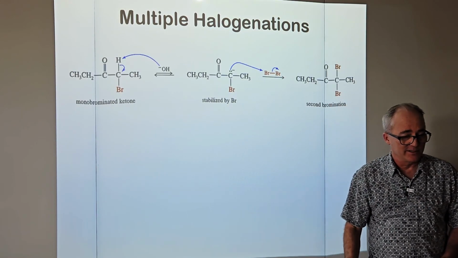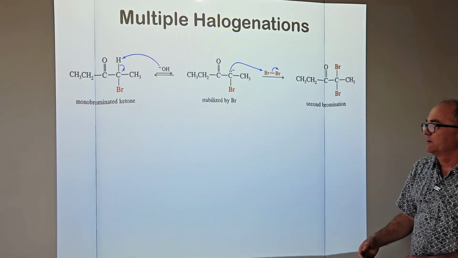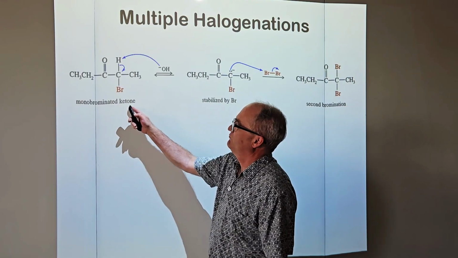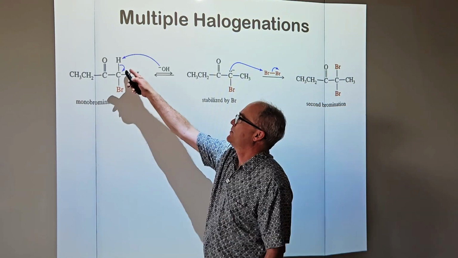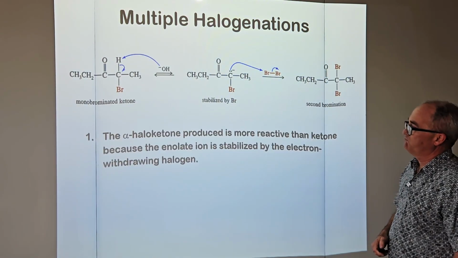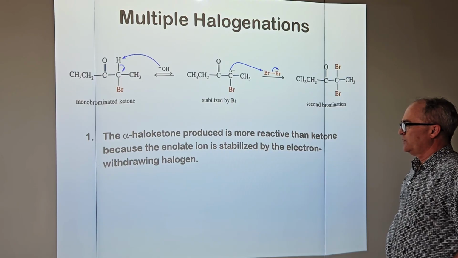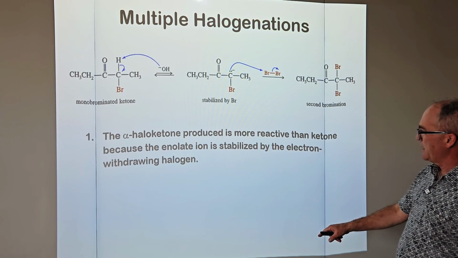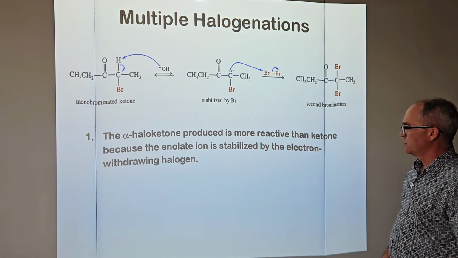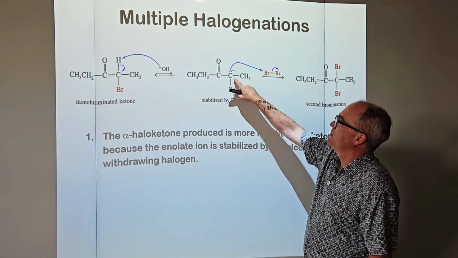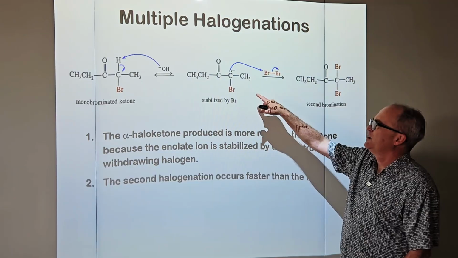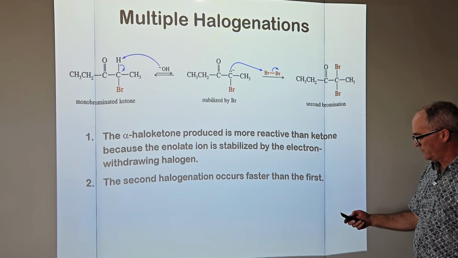Now this reaction was observed in various forms before it was ever understood. We can have multiple halogenations. So here we have one that already has a halide on there. This comes by, there's our enolate ion. This happens again. Now we don't have any more alpha hydrogens. The alpha haloketone produced is more reactive than the ketone because the enolate ion is stabilized by the electron-withdrawing halogen. So this negative charge here, through induction, can be stabilized by the bromine atom. And so this occurs faster than the first one.